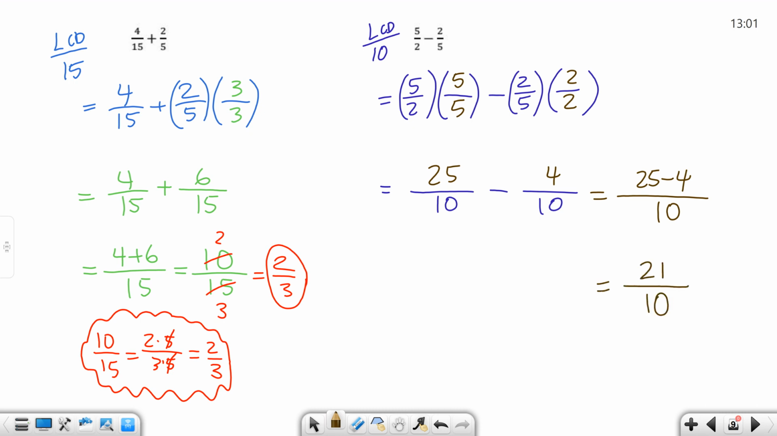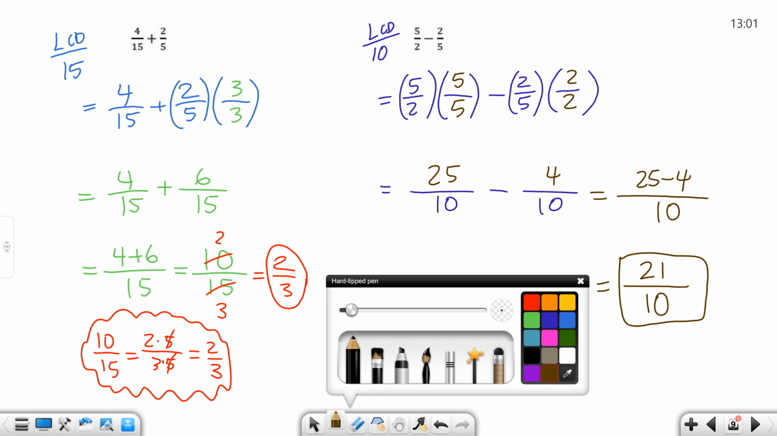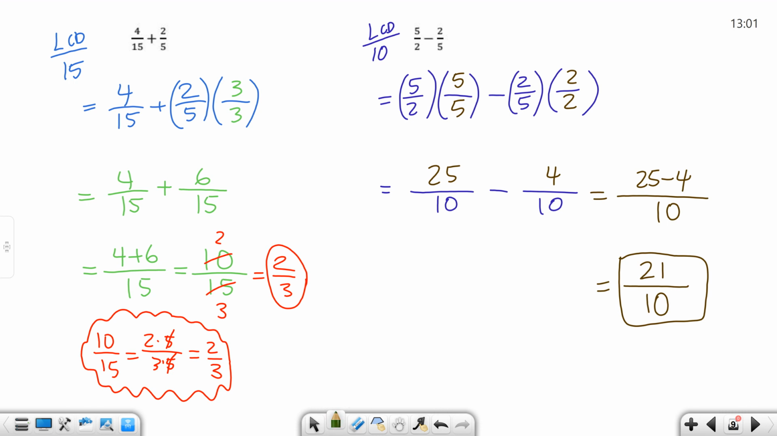21 over 10. Do 21 and 10 have anything in common? Any common factor? The answer is no. So 21 over 10 is in simplest form, or simplified. It's reduced to lowest terms. And again, that'll be 2 and 1/10 as a mixed number, but my class doesn't need to worry about that, but you may. If your instructor, teacher, professor wants that, you do that.